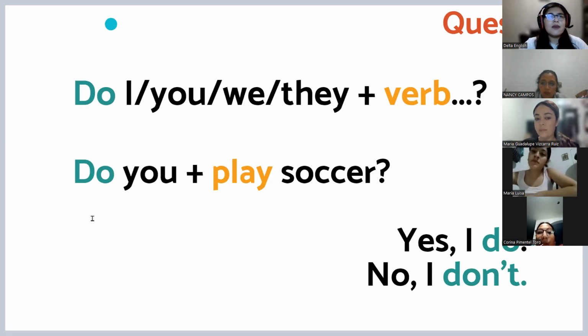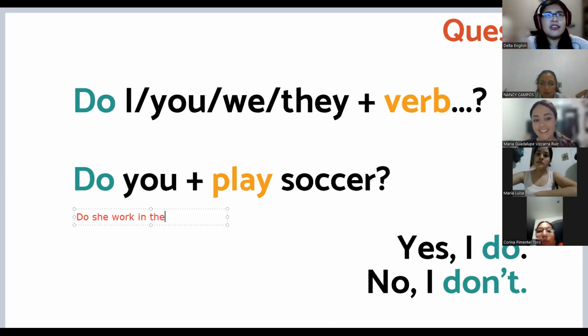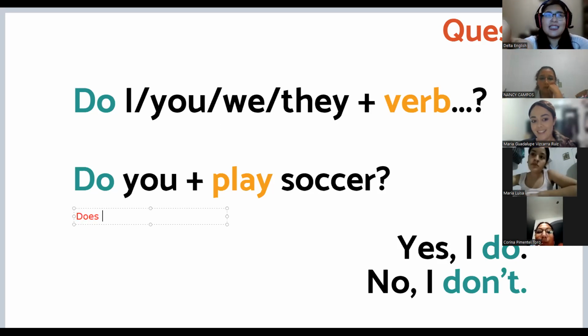Lupita, can you give us an example of a question using do? Do she work in the morning. Okay, does she work in the morning? Now, here's something important. I'm only going to use do for I, you, we, or they. So if the question has a she, instead of saying do, I'm going to say does. So does she work in the morning?